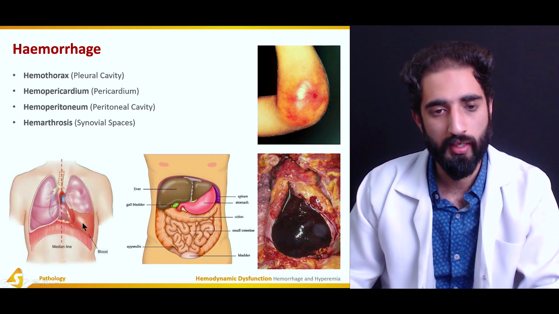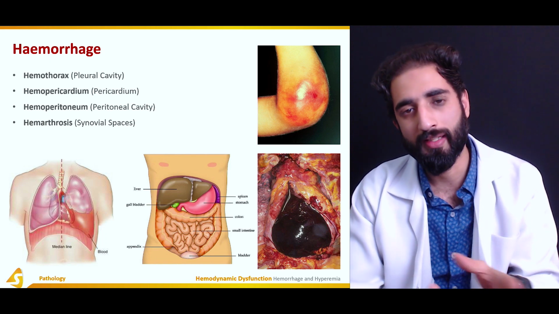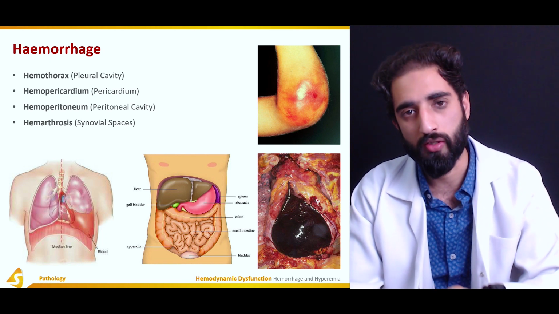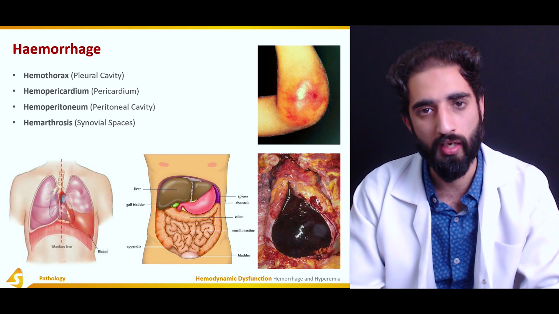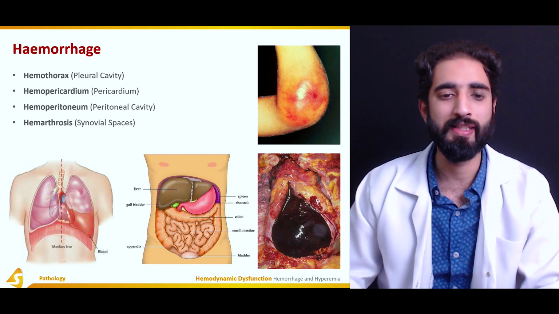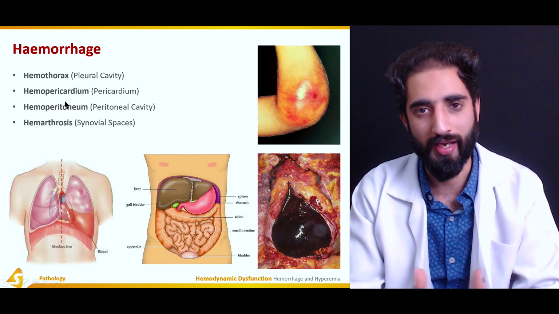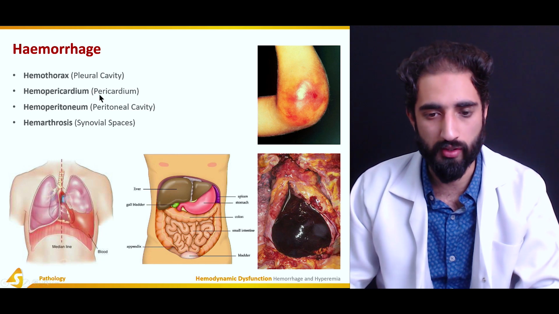the pleural cavity. Second is the hemopericardium, in which the blood leaves the vasculature and comes into the sac which is enclosing the heart, which is also known as the pericardium. The third is the hemoperitoneum, in which the blood leaves the vasculature and enters the peritoneal cavity, as you can see here.